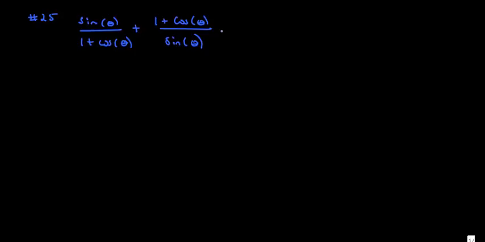Problem number 25. Okay, that's going to give us the sine value. So sine of theta over 1 plus the cosine of theta, plus 1 plus the cosine of theta over sine theta. We want to show that that's equal to 2 cosecant.